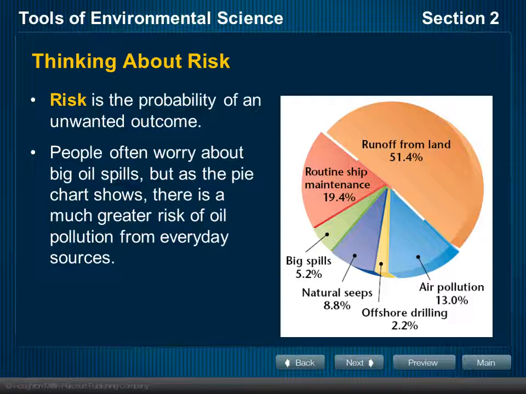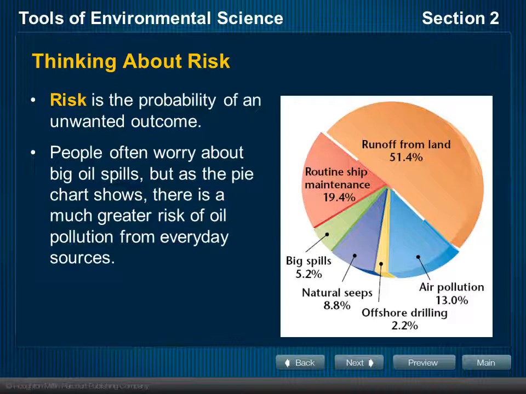Almost every vehicle, even new vehicles, are dripping oil and transmission fluid. These are all oil products, and they all drip down the center of the lane. That stuff is constantly running off. As it rains, it runs off, and that creates over half of oil pollution in the environment.